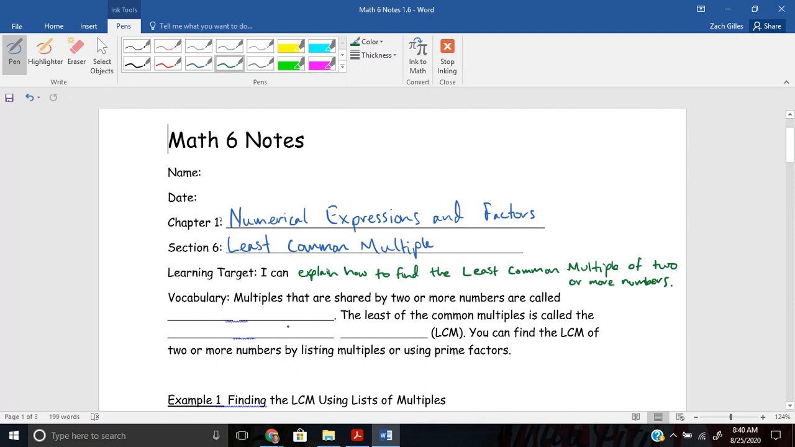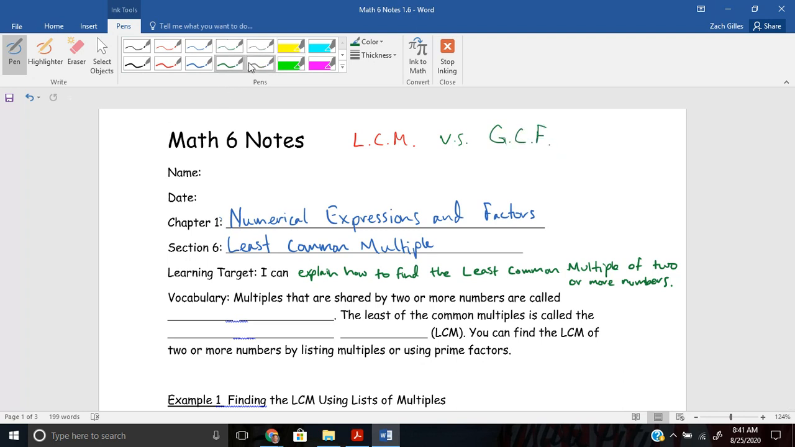And for our learning target today, we have: I can explain how to find the least common multiple of two or more numbers. Today, when we talk about least common multiple, I'll often refer to it as LCM. So it's another acronym. Just last section, we talked about the GCF in 1.5. So I'm going to put versus GCF.